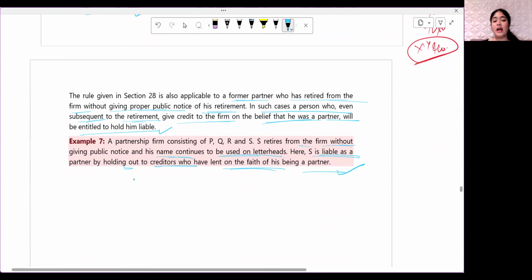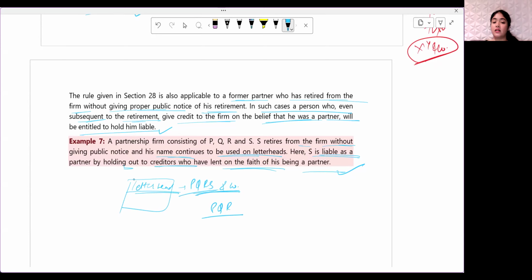Now, what happens is when a partnership firm is there, or whenever a business is there, they have a letterhead, right? The name of the business is there. If you visit a doctor also, you see the name of the hospital is given. In this letterhead, it was written PQRS and company. So it was not written that now we are only PQR, even if S has retired.